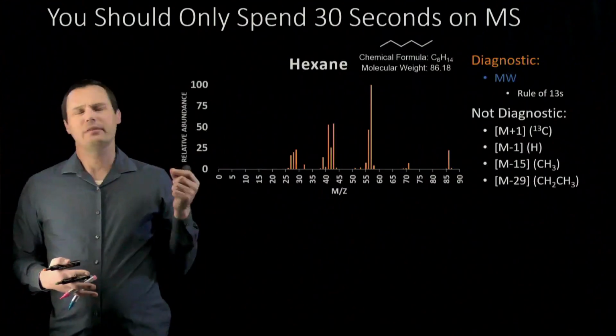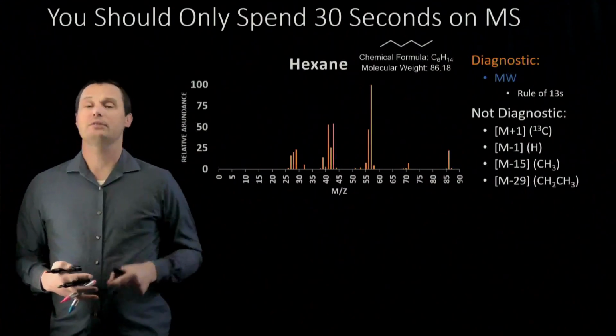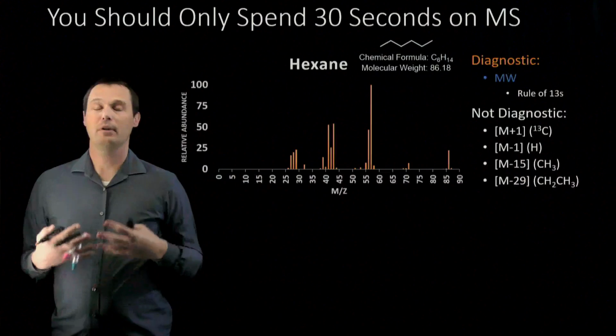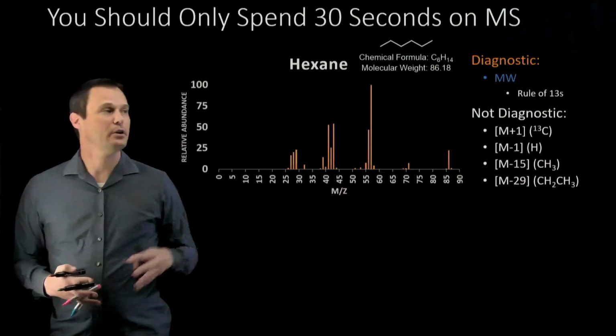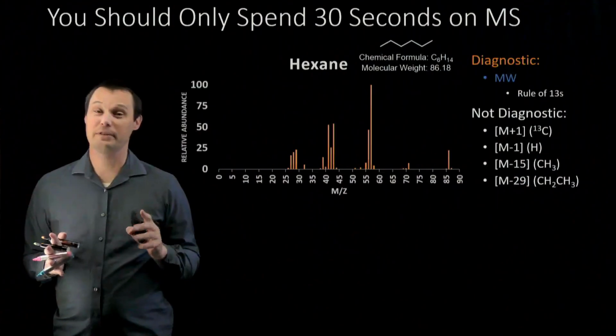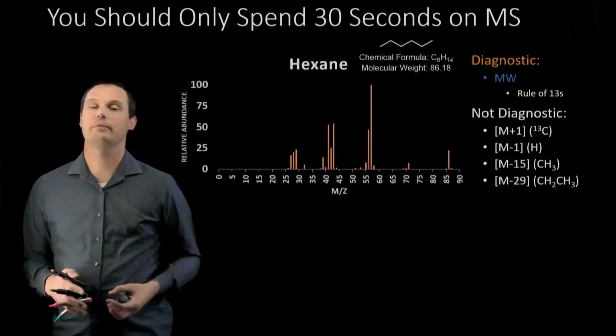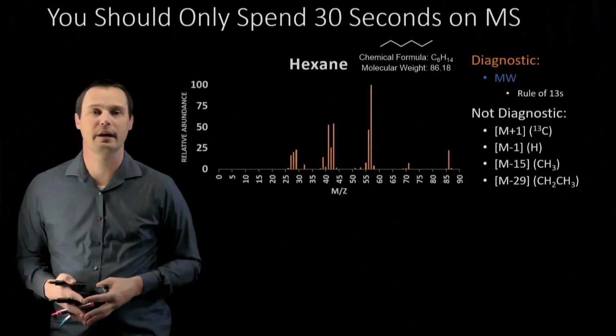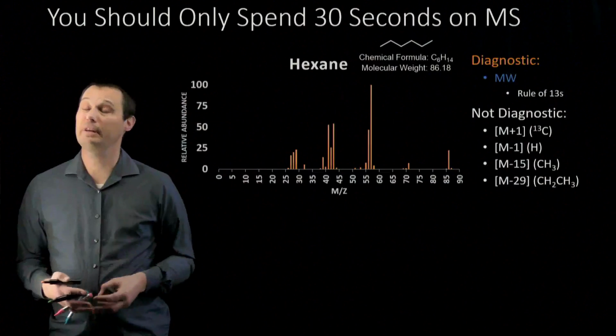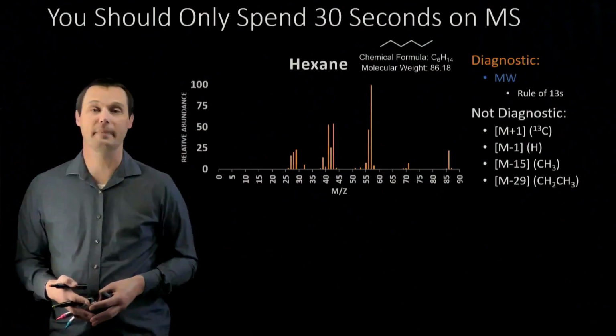If you are not given a molecular formula, the M+ peak is also useful for finding a couple of possible molecular formulas using something called the rule of 13s. If you don't know what the rule of 13s is, it's a really cool rule, and I've got a separate video on the rule of 13s that I'll link to down below. So the M+ peak really is a useful piece of information in mass spec.